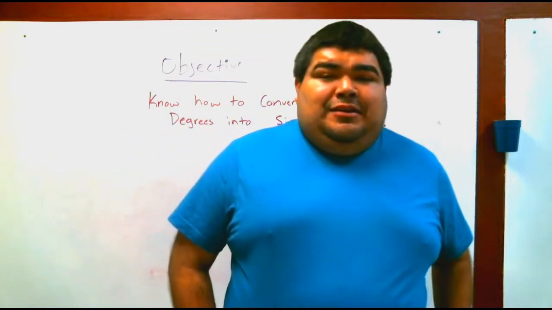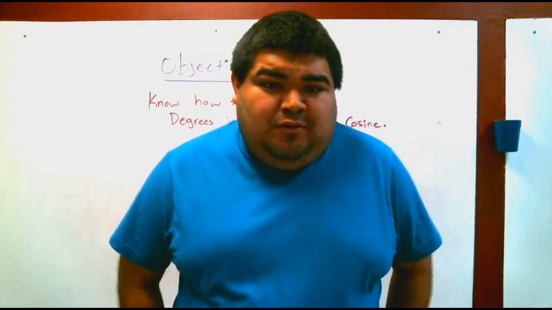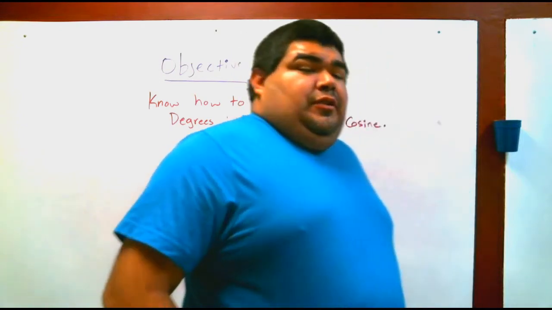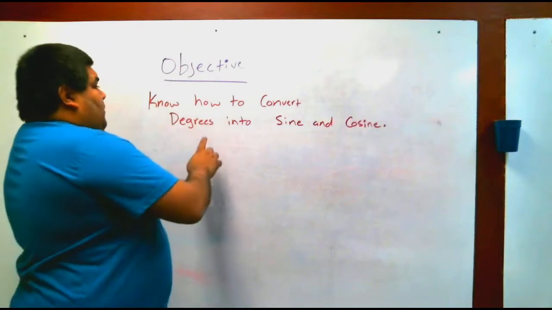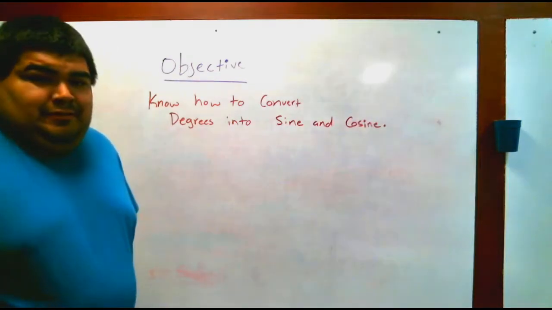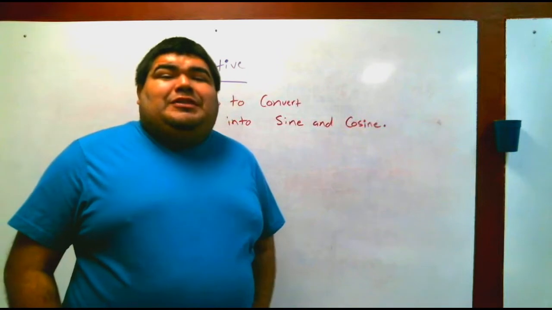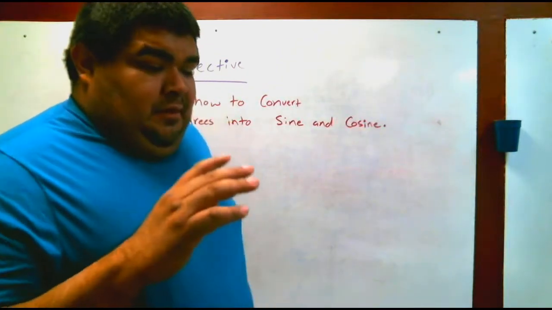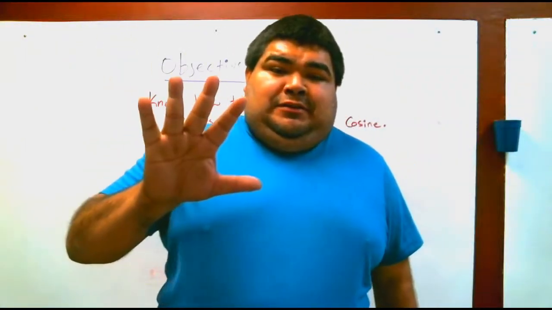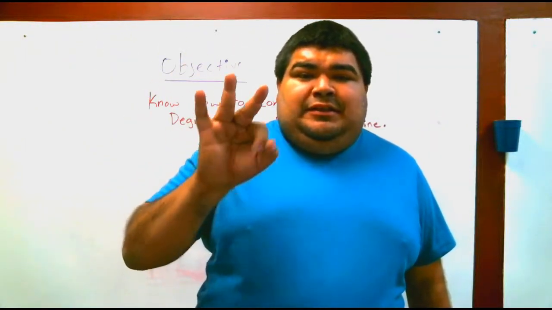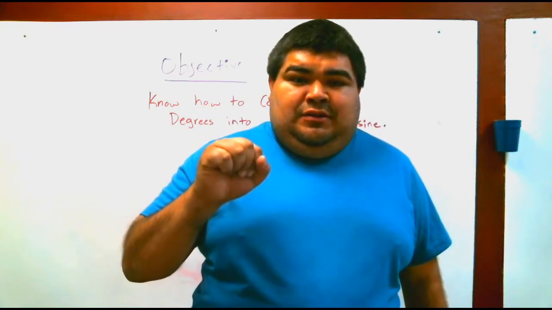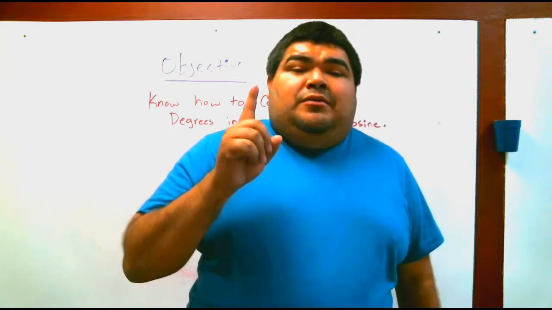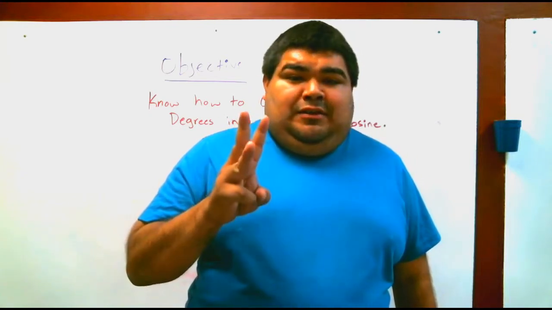The first thing I need to say is you guys are going to need your unit circle for today's assignment. All right, so the objective for today is to know how to convert degrees into sine and cosine. Again, on the unit circle, you have 5 different things: degrees, radians, sine, cosine, and tangent. We're only going to focus on degrees and sine and cosine right now.